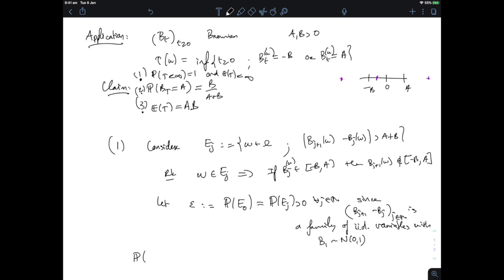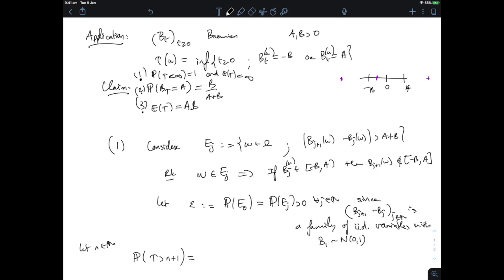What can I say about the probability of tau being large? Say the probability of tau being greater than n plus 1, for some n a natural number. Now, if the exit time tau is greater than n plus 1, it means that you haven't exited the interval between time 0 and time 1. And remember that at 0 you're within the interval because B of 0 is 0. And then you haven't exited between time 1 and time 2, and you haven't exited between time 2 and time 3, and so on and so forth.